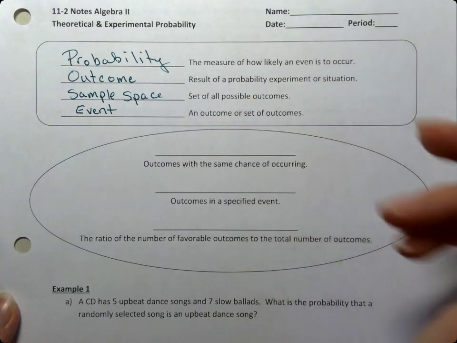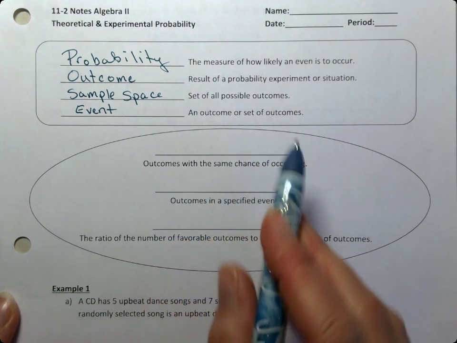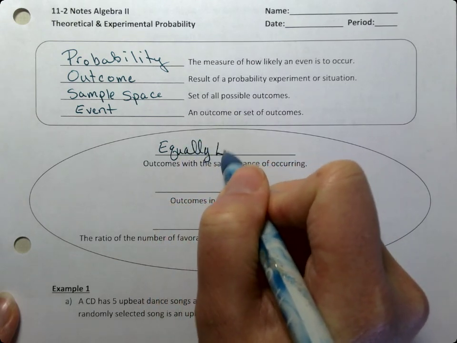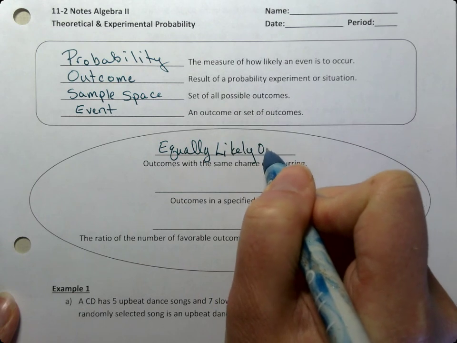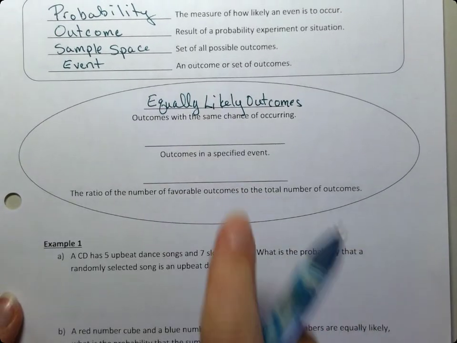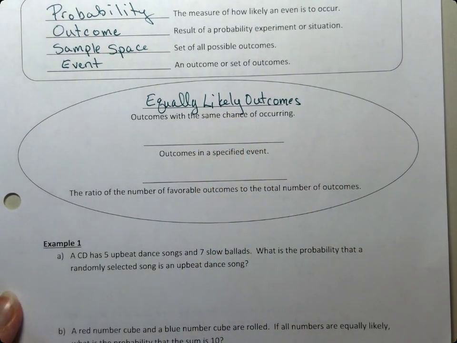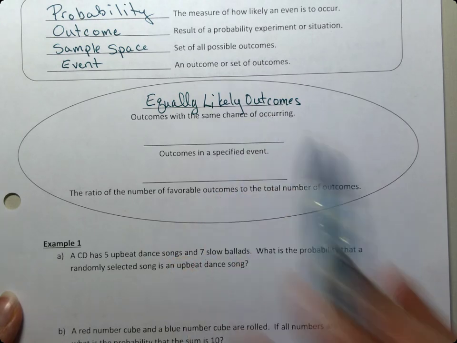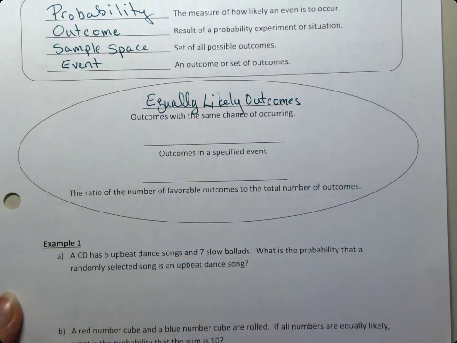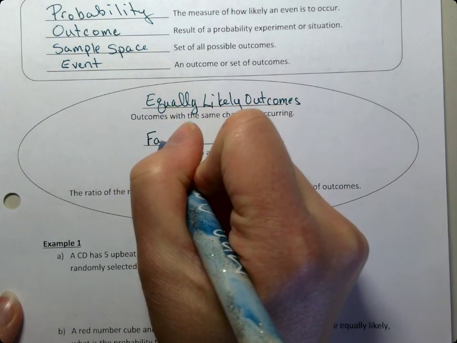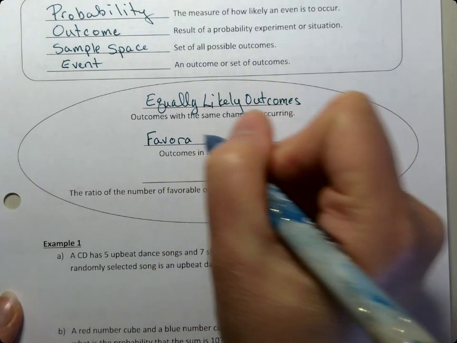All right. So if outcomes have the same chance of occurring, those are equally likely outcomes. Long way of saying it. Equally likely outcomes. Now, if I roll a fair, standard die, getting a 1, a 2, a 3, a 4, 5, a 6, aren't those all equally likely outcomes? Yeah. And when I say a fair die, that means it's not weighted, so everything has the same chance. Okay. Favorable outcomes are what you want to happen. What is favorable? Outcomes in a specified event.